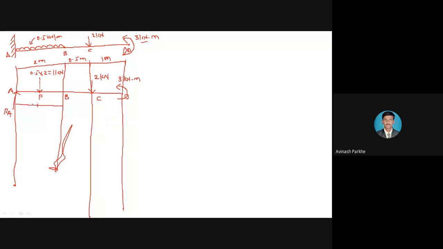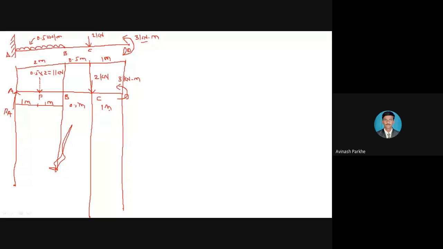Sorry, it will act at the center. That means 1 meter here, 1 meter here. This is 0.5 meter, and this is 1 meter. Okay, so this is the loading diagram. What I have done, UDL I have converted into the point load. Its magnitude is 0.5 into 2 because UDL is spread on only 2 meter length. So W into L, 0.5 into 2, means the UDL converted into the point load is 1 kilonewton. Then the second point load 2 kilonewton as it is, couple is present as it is.